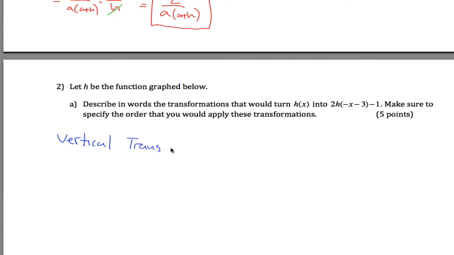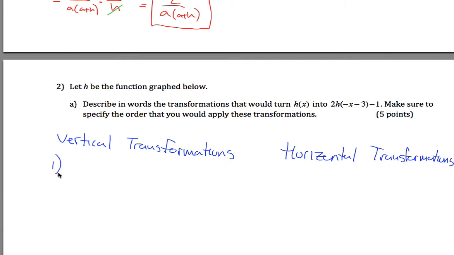Well, kind of have two different kinds of transformations. We have vertical transformations, and we got horizontal transformations. This 2 right here is a vertical transformation because I'm multiplying it by the h of x, and it's a stretch by a factor of 2. This negative 1 is also a vertical transformation. Did I say vertical over here? I meant vertical if I didn't say vertical. It's a vertical transformation. This is a vertical transformation. They both go over here. But what order? With vertical transformations, you do the multiplication before the addition. So the first thing we want to do is we want to stretch vertically by a factor of 2.